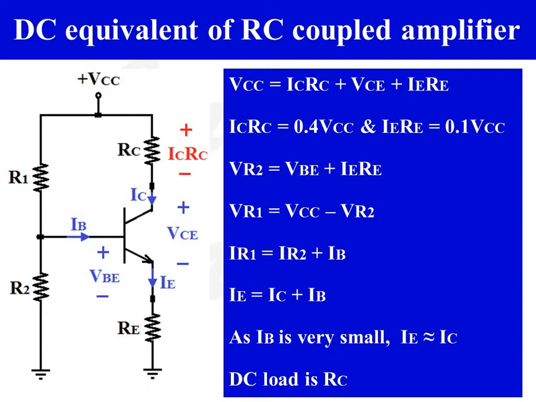Current flow through resistance R1, IR1 is equal to IR2 plus IB. Emitter current is equal to IC plus IB. As base current IB is very small, emitter current can be approximated as IE is approximately equal to IC. DC load of the circuit is RC.